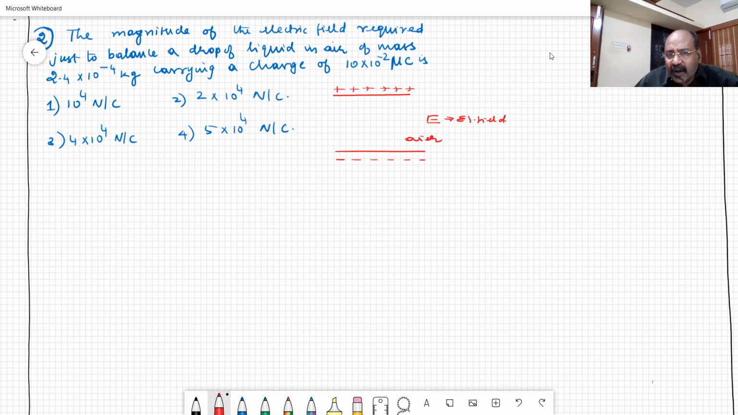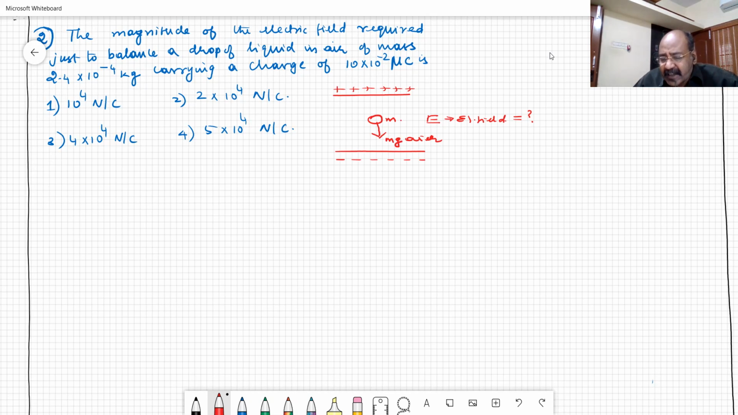Here, the magnitude of electrical field is required. We have to calculate the electrical field in order to just balance a drop of liquid in air. So in this air medium, you are having a drop of liquid. The drop of liquid is having a mass m, which is acting under the action of gravity. So it is pulled in the downward direction with m into g.